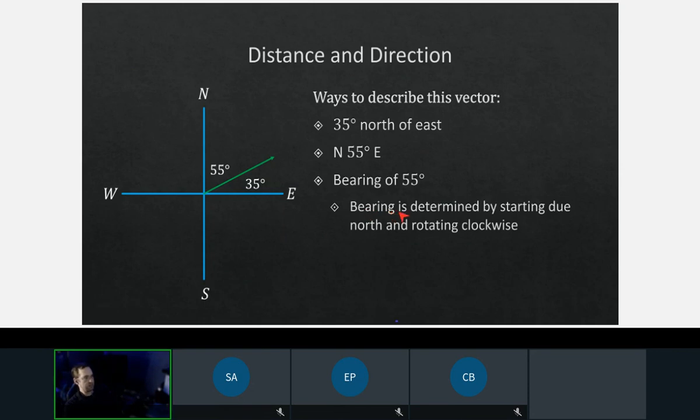The way this works is the bearing is determined starting at due north and rotating clockwise. Kind of weird, I guess, but remember, this isn't about unit circles. This is talking about a compass, so not really the same thing. So again, for bearing, 0 degrees is actually here instead of here. Starting at due north, which is at the top, increasing degrees rotates clockwise. So we are rotating 55 degrees. So a bearing of 55 degrees is this vector.